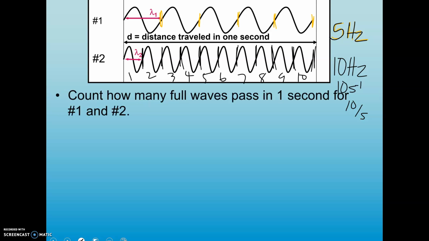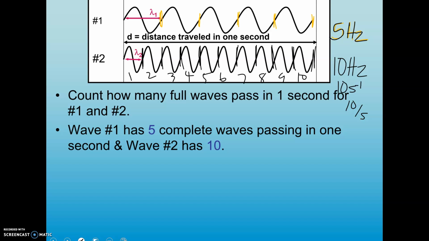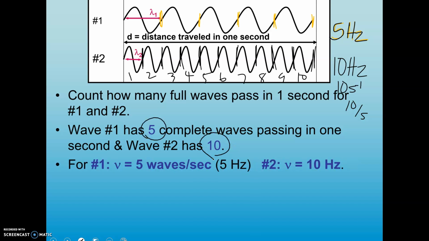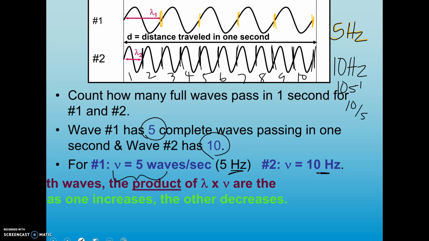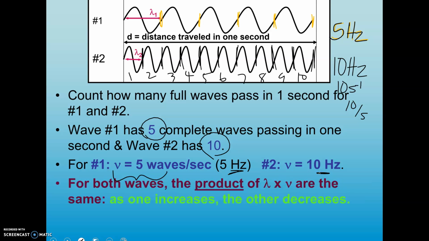So how many full waves pass in 1 second? For wave 1, it was 5 waves. Wave 2 had 10 waves. So for wave 1, the frequency would be 5 waves per second, or 5 hertz. And wave 2 would be 10 hertz. Again, notice the product of these two are actually the same, and as one goes up, the other goes down.